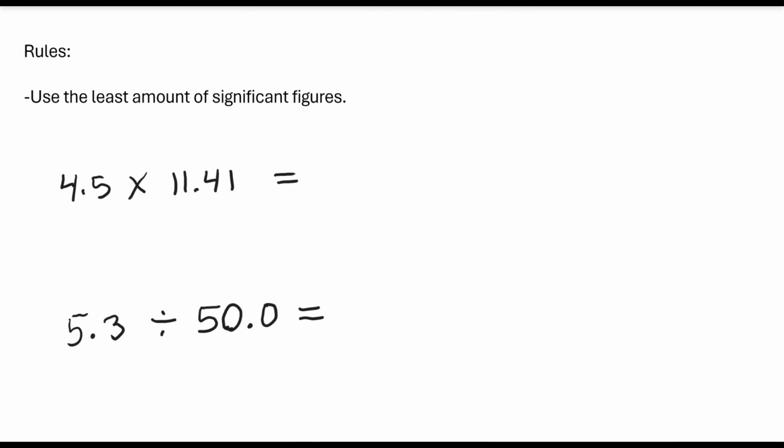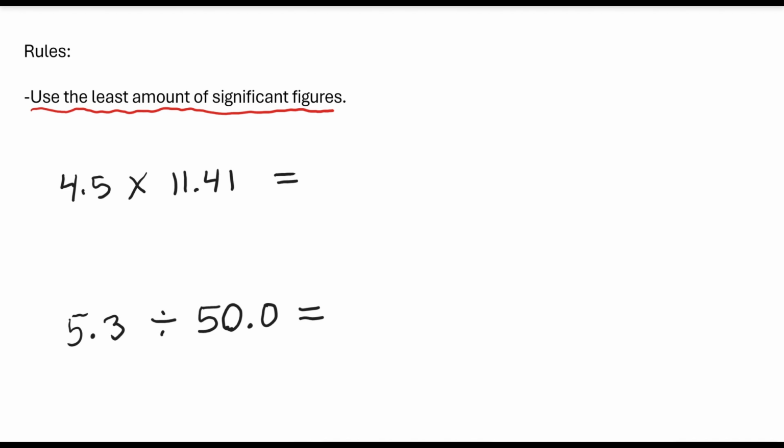There's only one rule for multiplying and dividing significant figures, and it states: use the least amount of significant figures as your final answer. So we're going to cover a few examples to put this into practice.